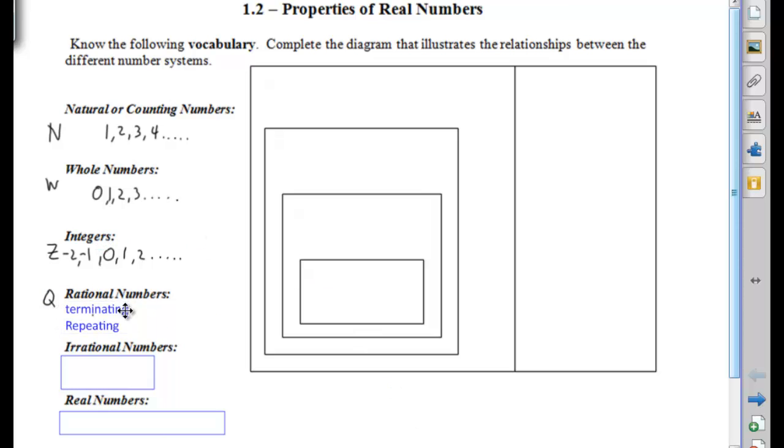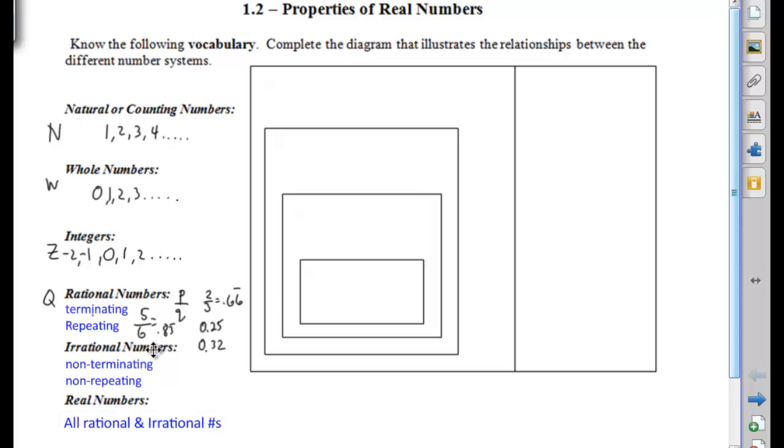These are terminating or repeating decimals. One way of looking at it is P divided by Q, fractions. We can get something like 2/3, which is really 0.66666 repeating. We also have 0.25, 0.32, and 5/6, which is really 0.833333 repeating. Our next one is irrational numbers, which are non-terminating and non-repeating, and then we have real numbers, which make up the whole set of all rational and all irrational numbers.